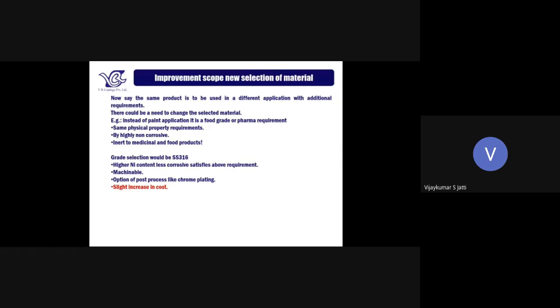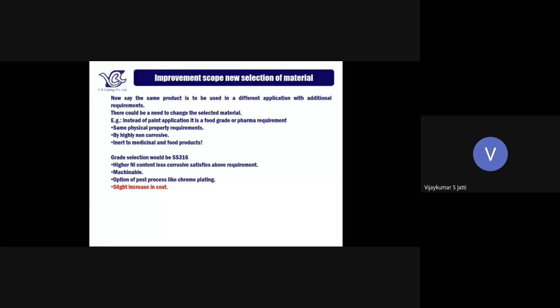Now, there is a case where this product can be used for a different application also. So there is a slight change in requirement. Instead of paint application, say I need to use it for a food grade or pharma equipment, then keeping all its physical requirements and non-corrosive, it has to be inert to medicinal and food products also. In such a case, I will have to select a different material, that is SS316, where the nickel content is higher and it satisfies the above requirement of being inert to medical and food products.